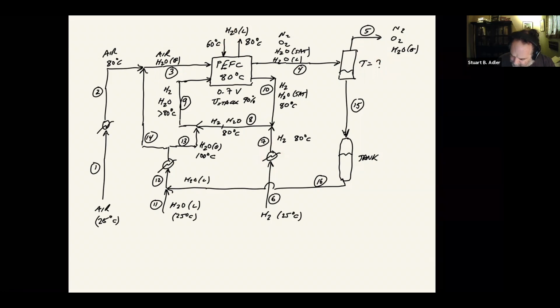We have electric heaters here. We have an electric heater here and one here. My intuition is this one that we're using to boil water. That's by far going to consume the most power because we're boiling liquid. The others are just relatively small gas streams that we're heating by a modest amount.